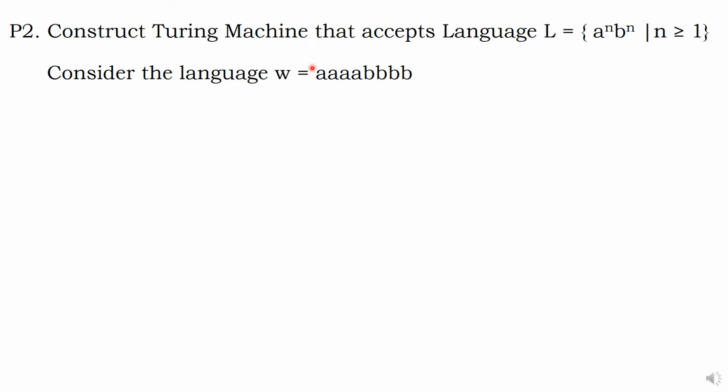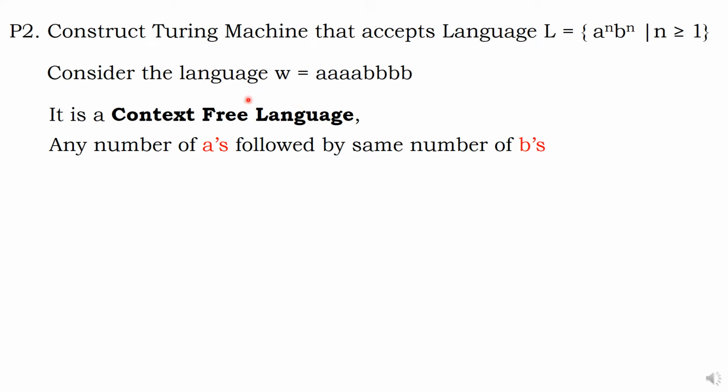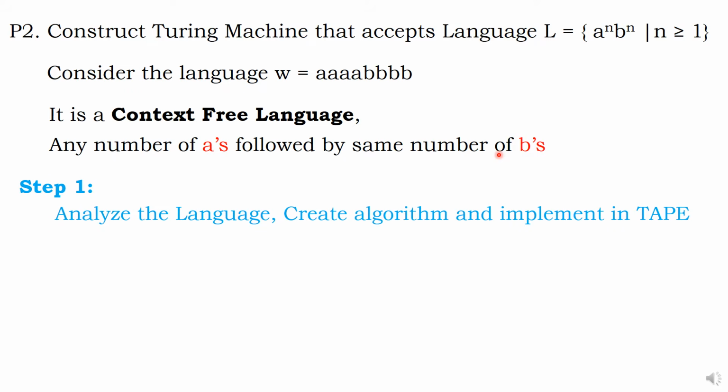Remember, how many a's, that many b's, which means we need a counting tool, but we should not count directly. Without a memory device, we cannot do this. That is why we are going to prefer the Turing Machine. It is a context-free language: any number of a's followed by the same number of b's. That is the language here. Let us analyze the language and create an algorithm.